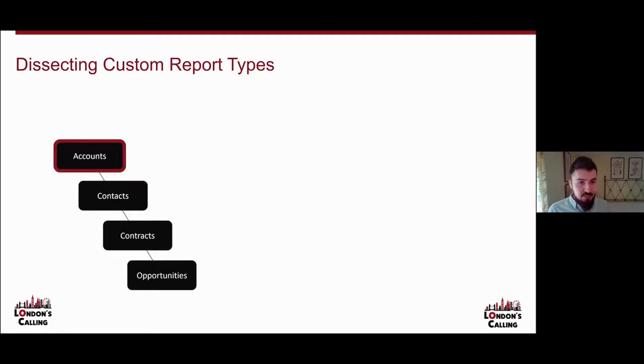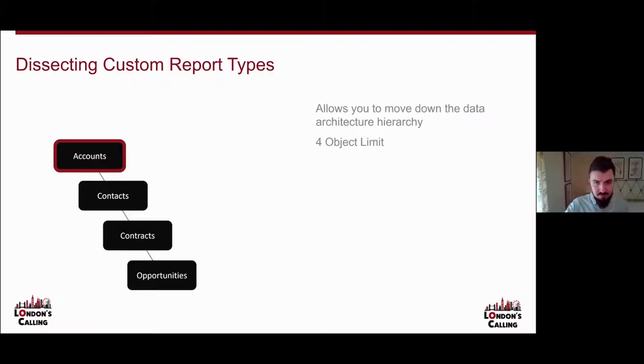So accounts here is our primary object highlighted in red. And from that, we can say, I want to also include the contacts object. And from there, you can say also include contracts. And from there, you can also say include opportunities. There's a 4 object limit when you're using this approach. There's not a way to get 5 objects in a hierarchy like this when you're building a custom report type and you're enforcing object relationships.